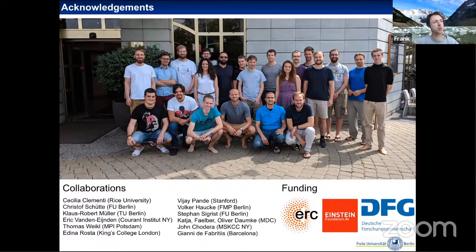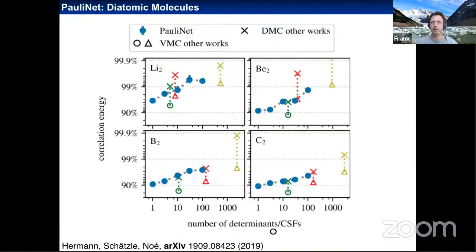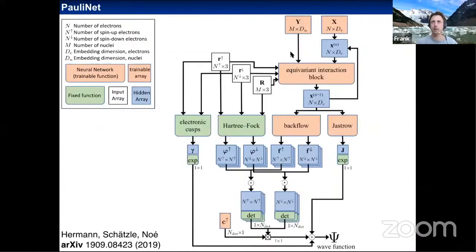I'm not sure how deep you need. Our network is basically 3 layers deep. This equivariant interaction block here is essentially a 3-layer deep graph neural network, right? And then this backflow and Jastrow is just 1 output layer. So it's not a very deep network. But of course, you can make the layers wider. You can just use many more parameters.